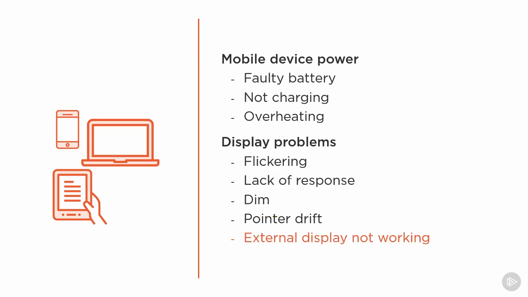Then there are issues with external displays not working. That could come in the form of plugging in an external video monitor to a laptop and perhaps not getting it to work because it's not been configured to work with dual monitors in the operating system. Or it could be a problem with the smartphone being unable to cast to a television, and that could be due to network connectivity problems.